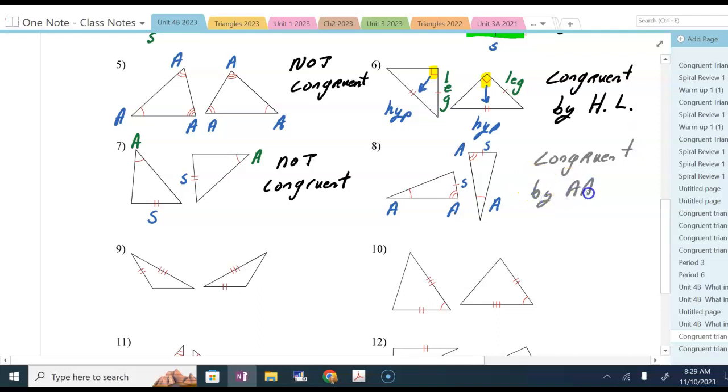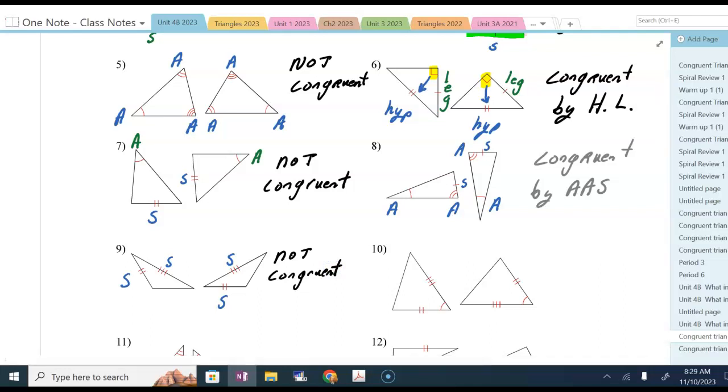If you take a look at problem number 9, we have 1 pair of sides equal, a second pair of sides equal, but we need all 3 pairs to be equal for side, side, side, so these are not congruent.